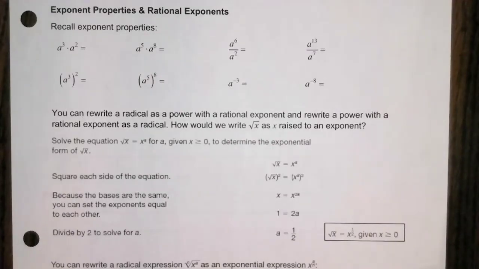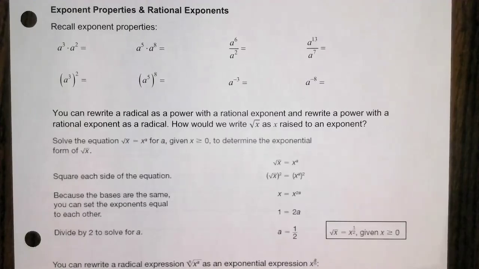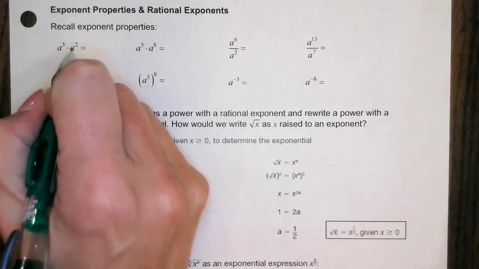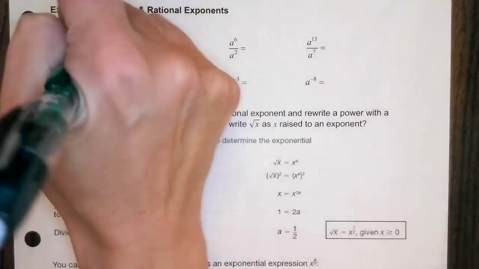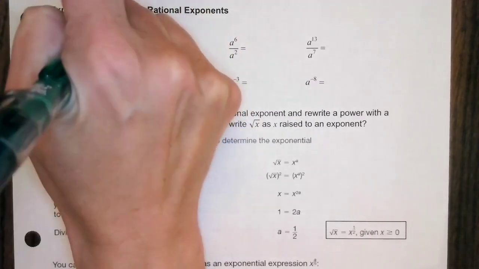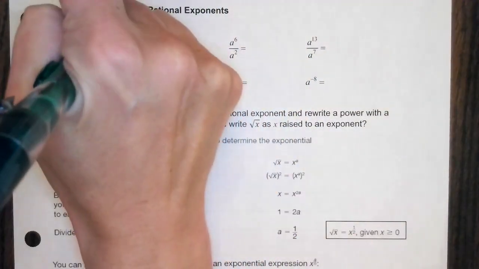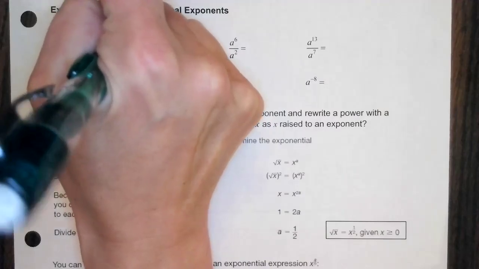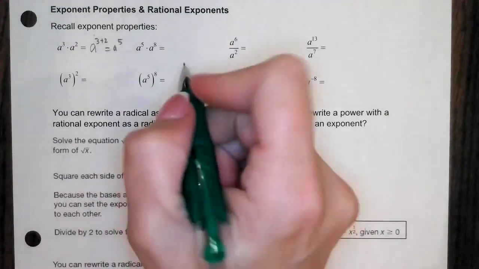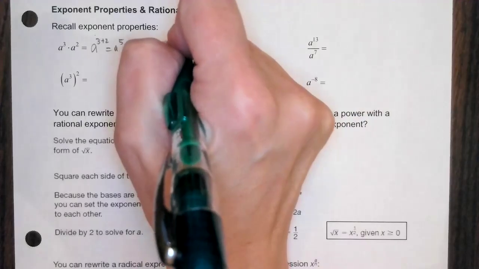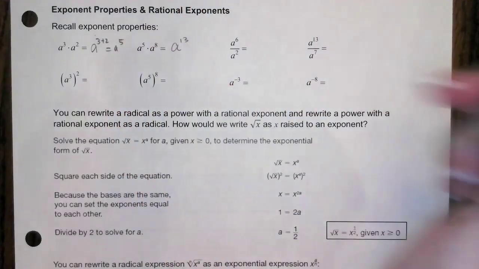All right, today we're going to solve radical equations, and in order to do that, we're going to go over some of our exponent properties and talk about rational exponents first. So up here, we're going to recall some of the exponent properties we learned in Algebra 1. We learned if we're multiplying two things with the same base, we keep that base and we add the exponents. So that would be 3 plus 2, which is 5. Same thing here. We keep our base, we add our exponent, so that would be a to the 13.